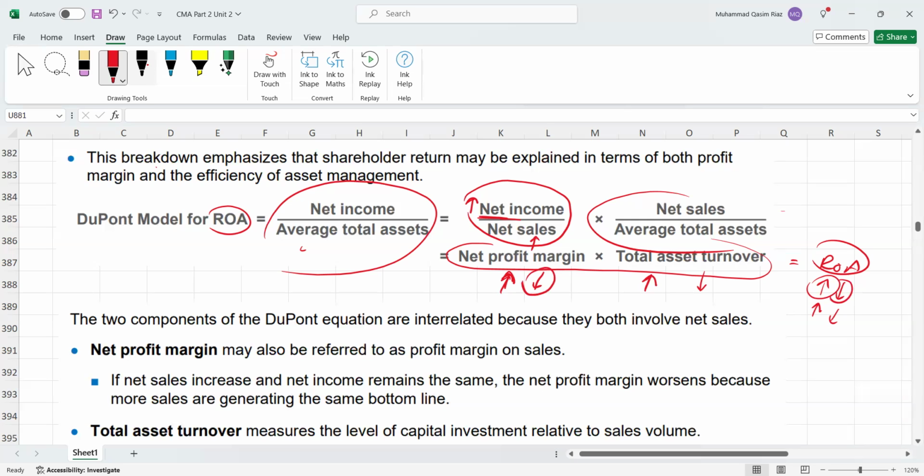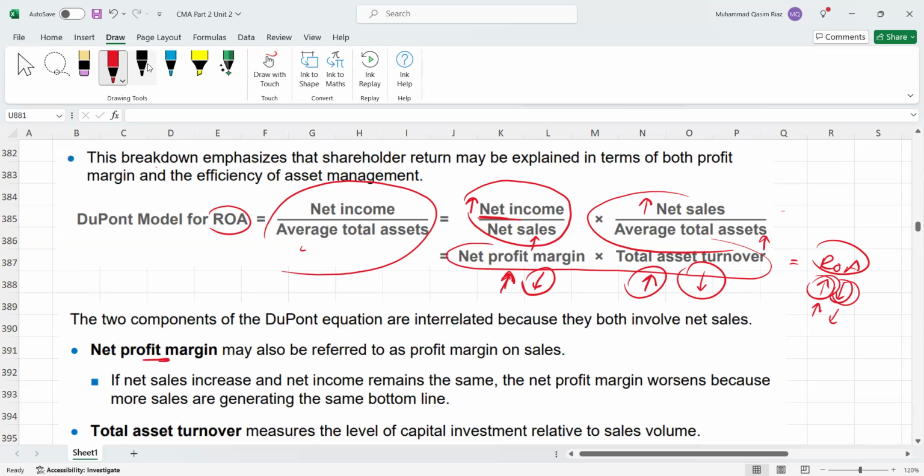On the other hand, for example, in asset turnover ratio, if your net sales increase, obviously it will increase your asset turnover ratio and it will increase your return on asset also. Or what if your average total asset increases? Because it's the denominator, the asset turnover ratio will decrease and return on asset will also decrease. So guys, you have to remember what is written here.